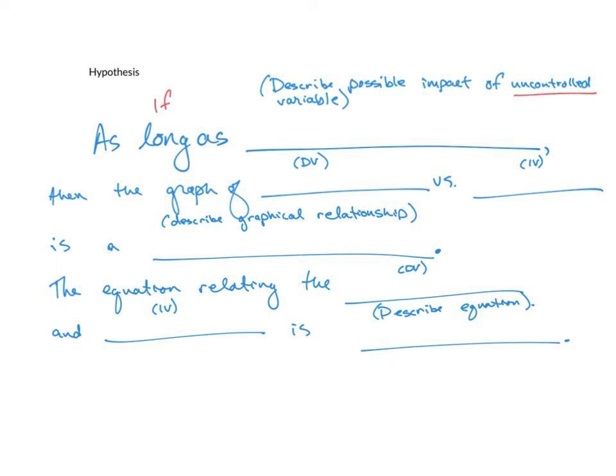Okay, then you relate the graph and the equation. Sometimes those things are related. The equation relating the dependent variable to the independent variable is, if this was a curve, you could say it's a quadratic equation, or you can say it's either a linear or a direct relationship. It gives examples in the packet.